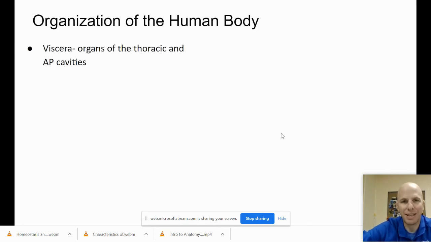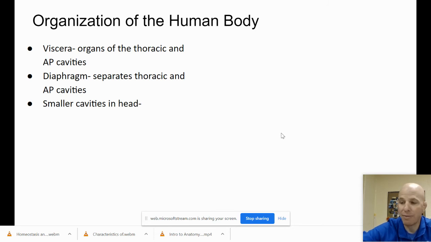Now within these things, we have stuff called viscera. Viscera are the organs of the thoracic and abdominopelvic cavity. Okay, so your heart is a viscera, your lungs are viscera, your liver is viscera. Viscera are the organs within these cavities. The diaphragm separates the thoracic and abdominopelvic cavities.